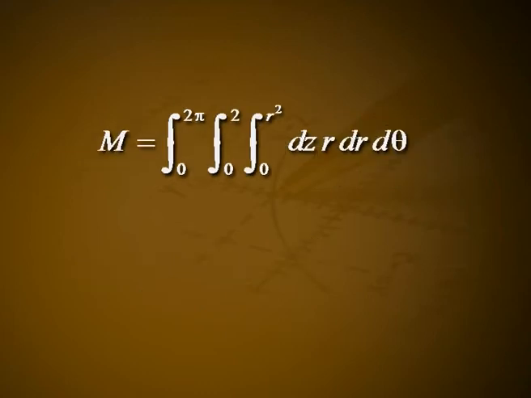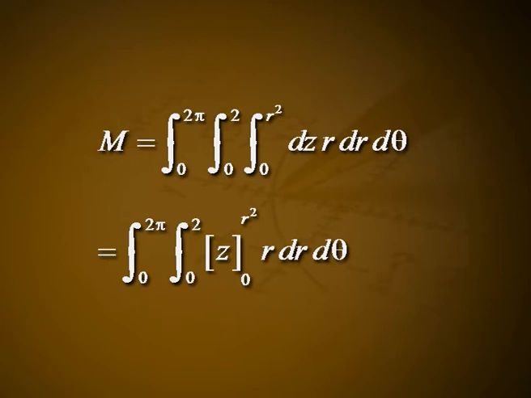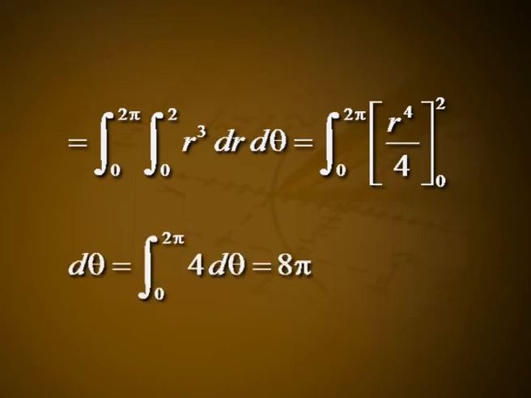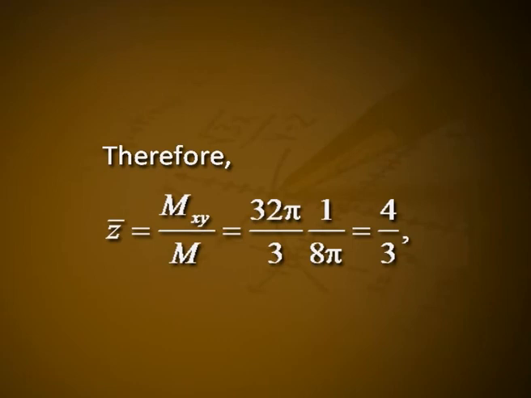Also, the mass is given by M = integral 0 to 2π, integral 0 to 2, integral 0 to r² dz r dr dθ, that is equal to integral 0 to 2π, integral 0 to 2 of [z] from 0 to r² r dr dθ, that is equal to integral 0 to 2π, integral 0 to 2 of r³ dr dθ, that is equal to integral 0 to 2π of [r⁴/4] from 0 to 2 dθ, that is integral 0 to 2π of 4 dθ, that is equal to 8π. Therefore, z bar = Mxy/M = 32π/3 × 1/8π, that is equal to 4/3, and the centroid is (0, 0, 4/3).